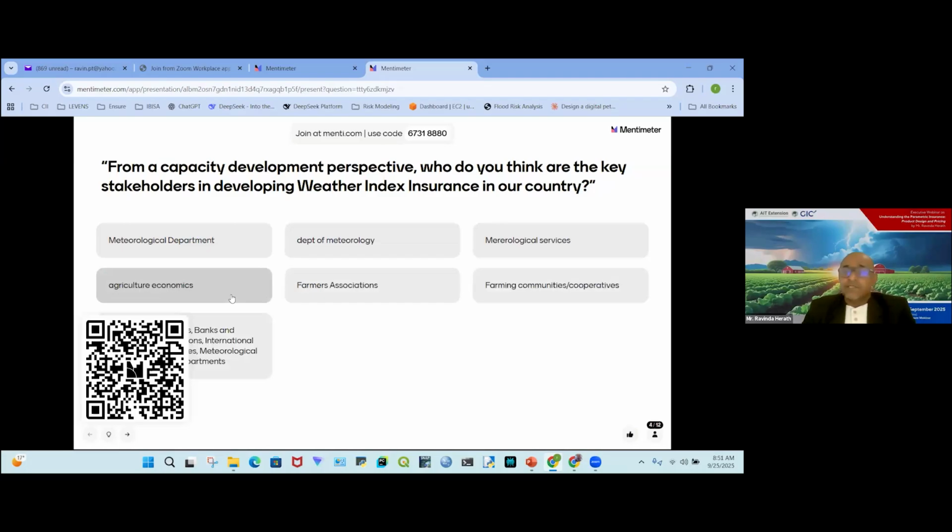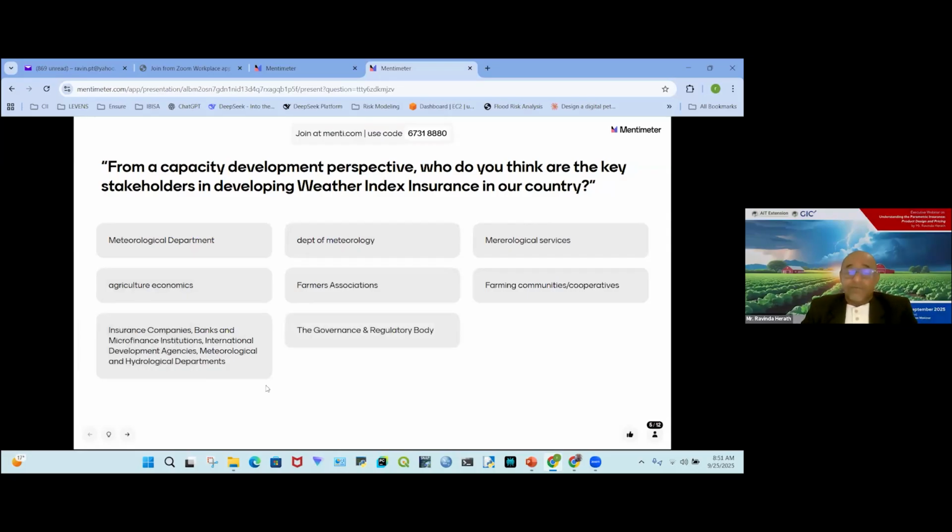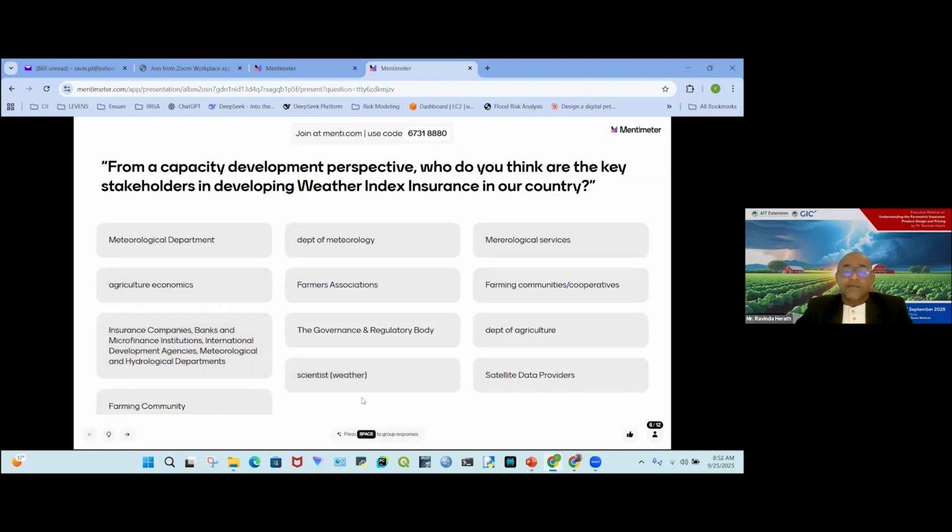The client is one of the stakeholders. The farming communities and cooperatives, yes. And banks, international organizations and the meteorological department, yes. The government, of course, government and regulatory body, yes. They are the key stakeholders. Department of Agriculture, yes, they provide information, data, and everything. Farming communities, again, they are the client. The client is a key stakeholder. Scientists, agronomists, satellite data providers, yes. The tech companies, yeah.